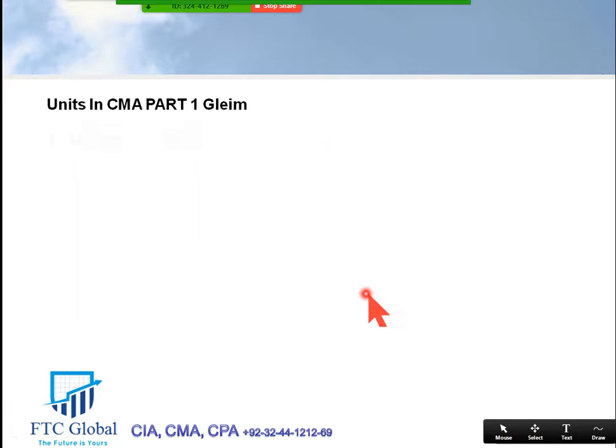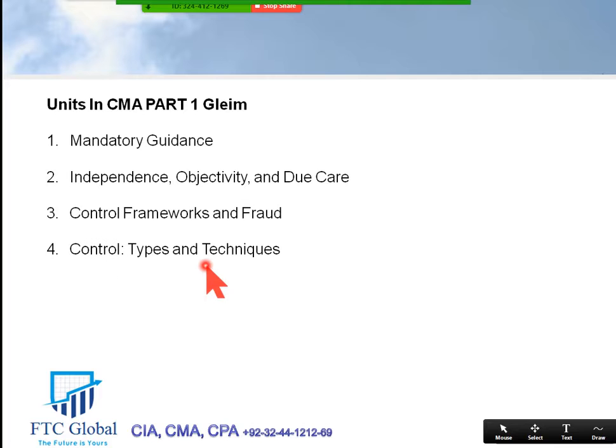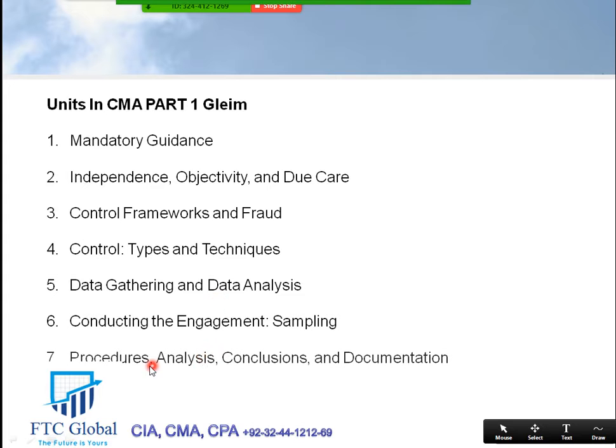And there are total 7 units. Mandatory guidance is what we're going to start today. We have independence, objectivity and due care. This is your unit 2. There are total 7 units in GLIME part 1. The third is control frameworks and fraud, control types and techniques, data gathering and data analysis, and we have conducting engagement sampling, and the last unit is procedure, analysis, conclusions and documentation.